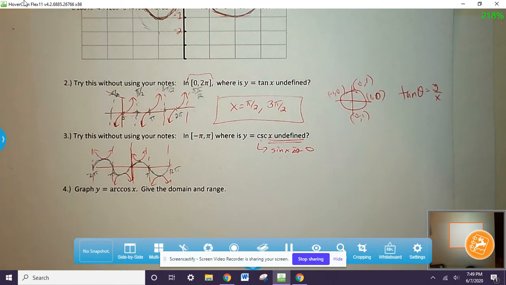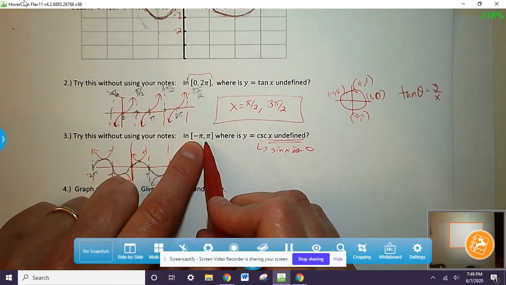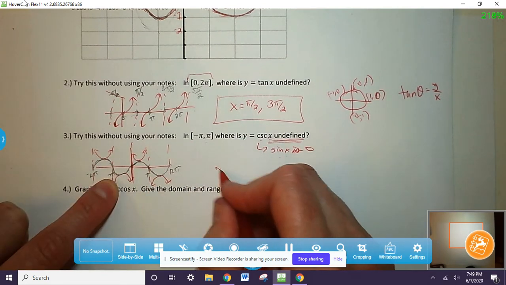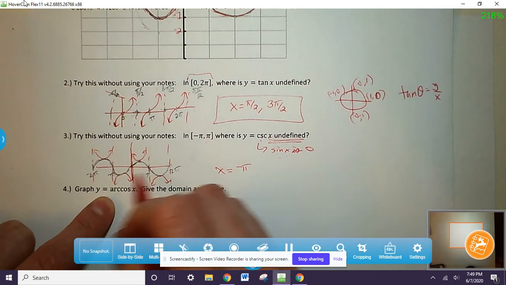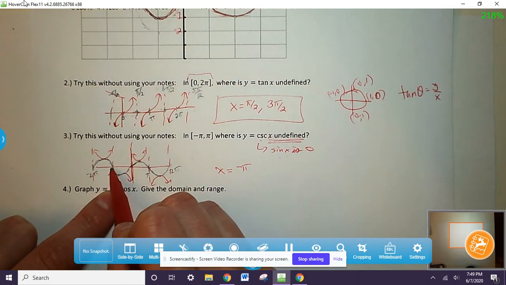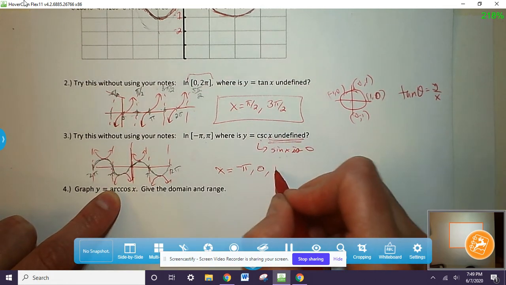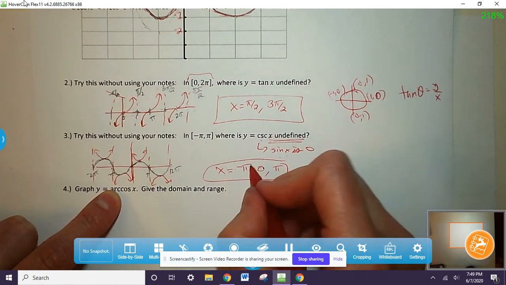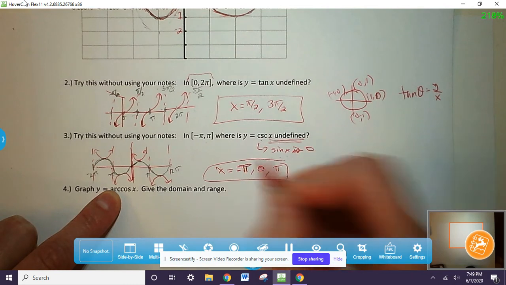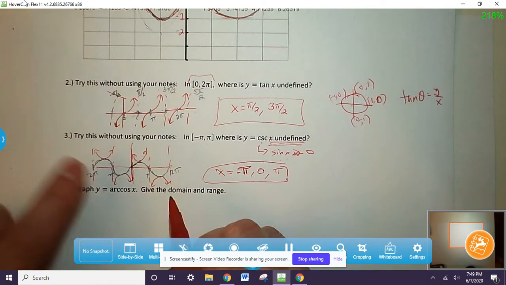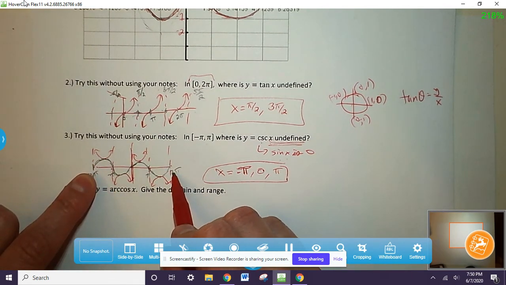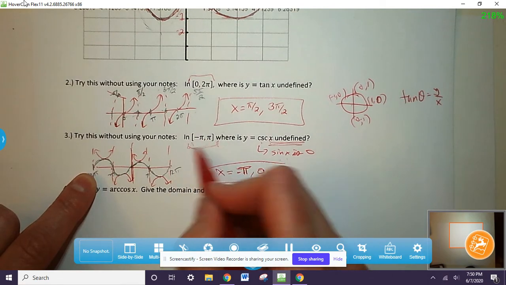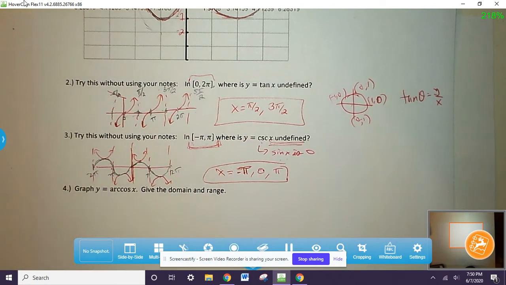So what we're looking for, we're only looking this time between negative pi and pi. So negative pi has an asymptote for cosecant, 0, and pi. There are also asymptotes for cosecant at negative 2 pi and 2 pi and many, many other places. But within this particular restricted domain, in these particular x values, these are the 3 answers that we're looking for.